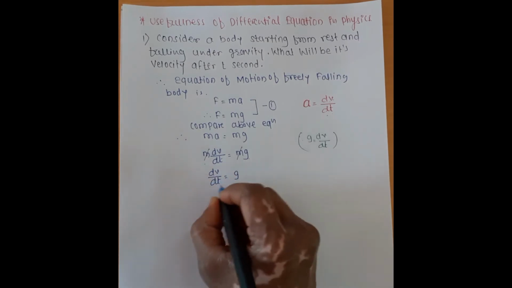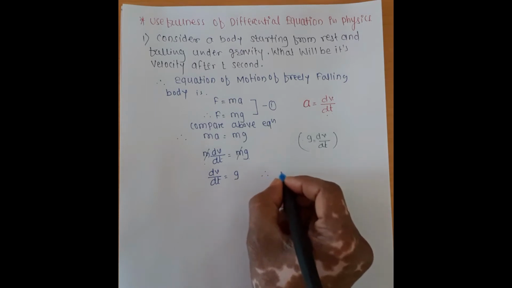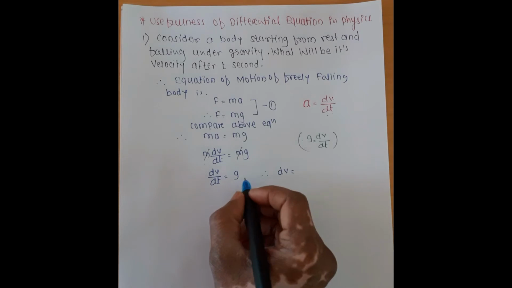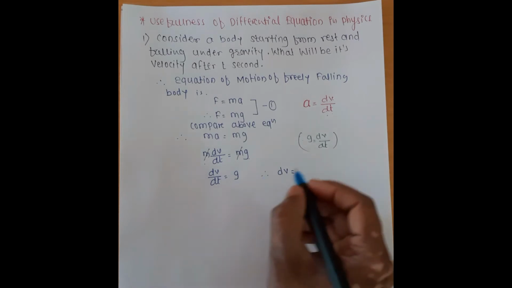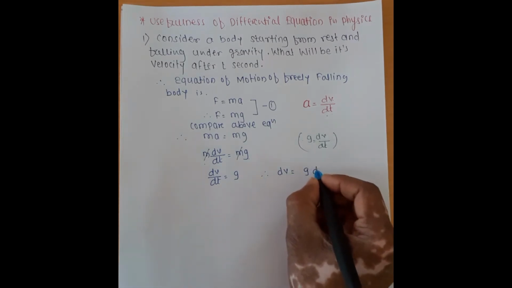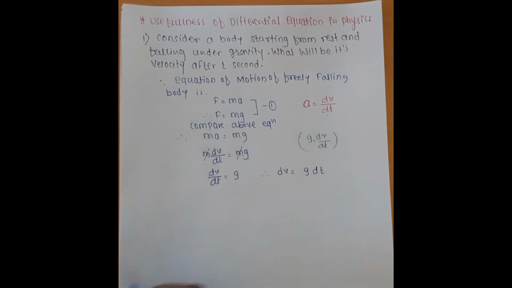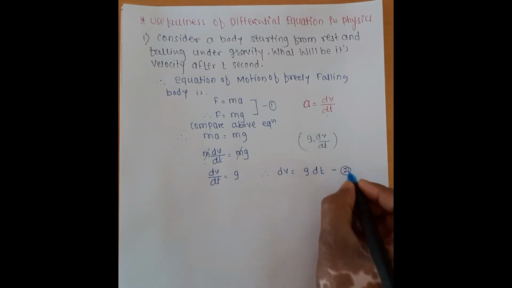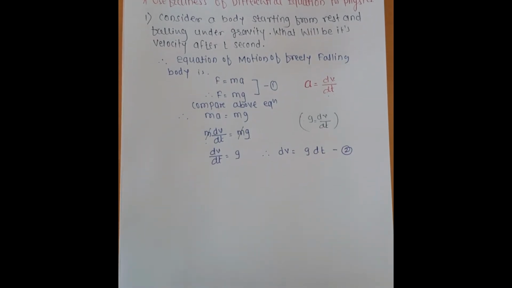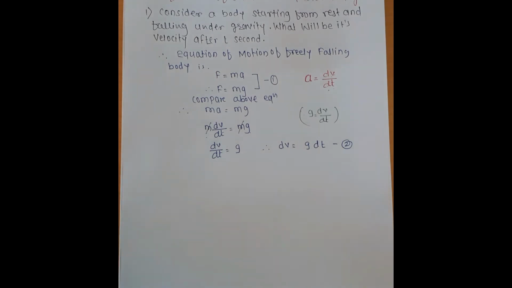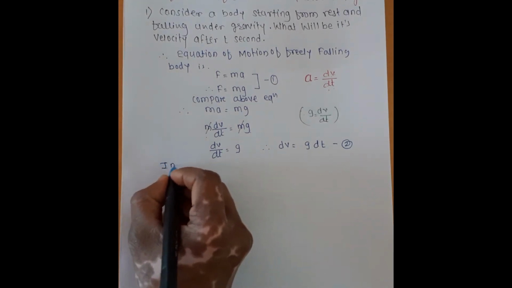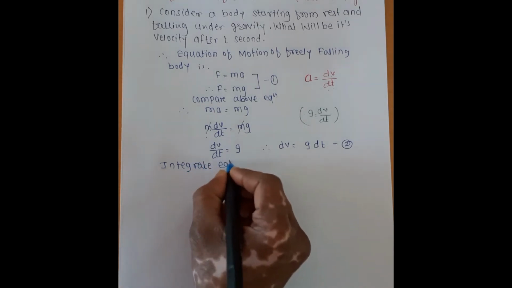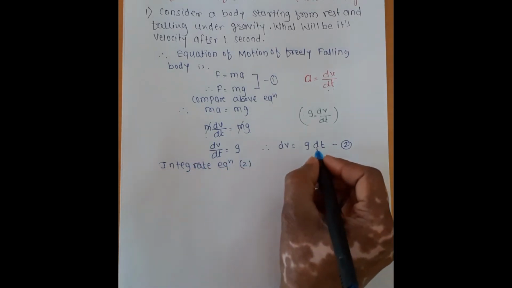Now we modify this equation. So how to modify? dt, which is divided here, goes to the opposite side and is multiplied. So g into dt. So the equation we get is dv equals g dt. This is equation number 2. Then we integrate equation 2.